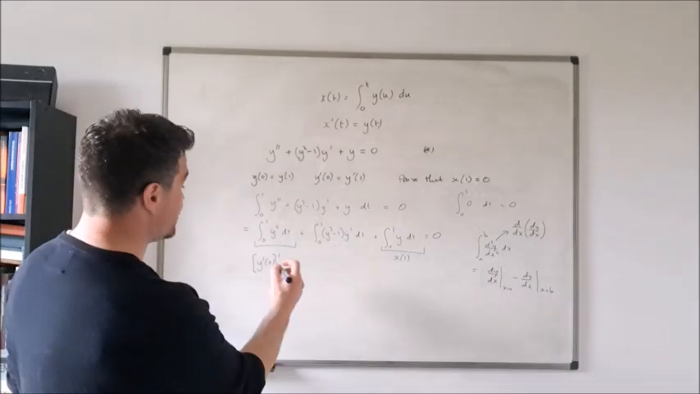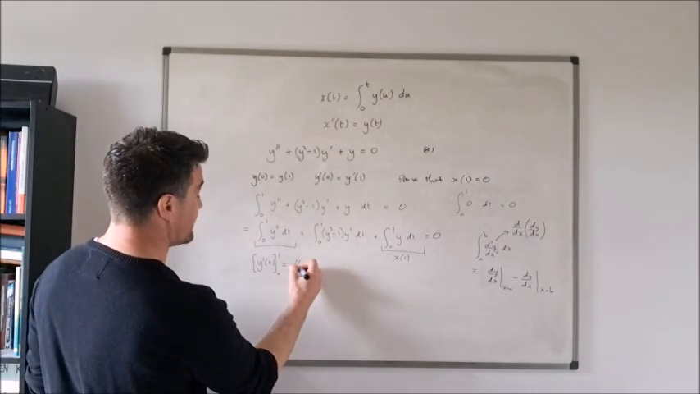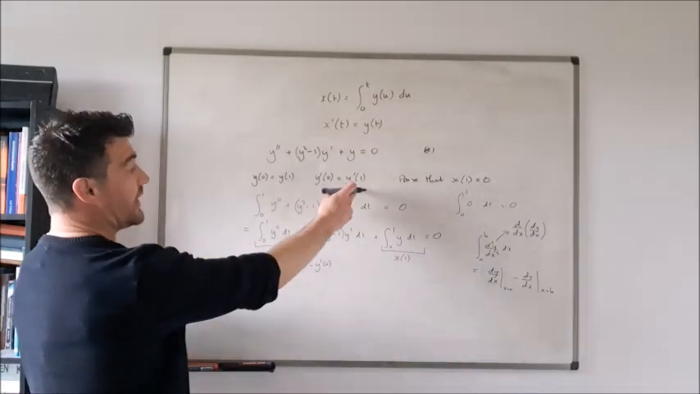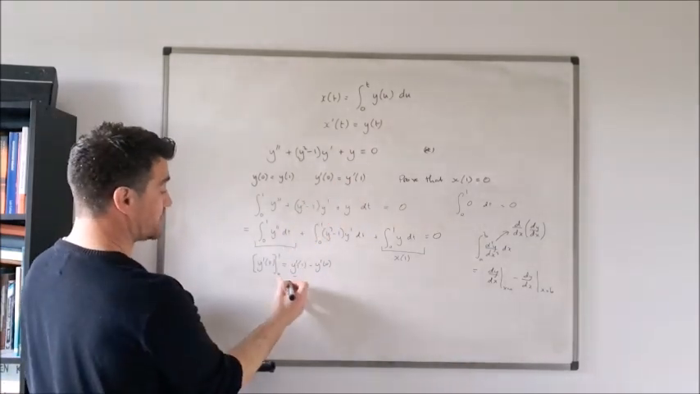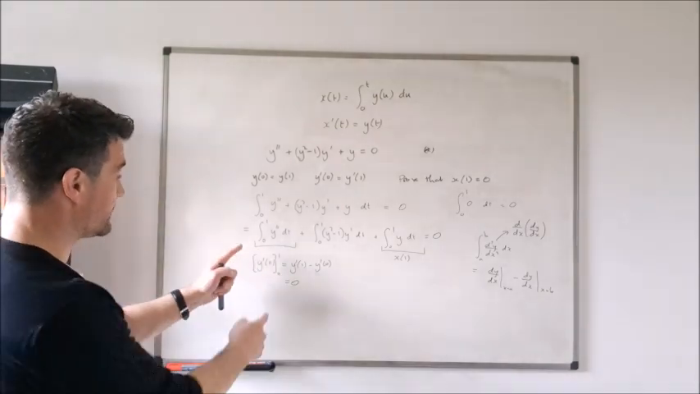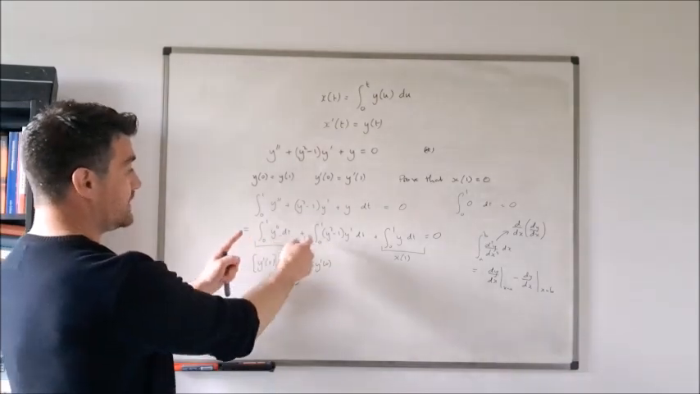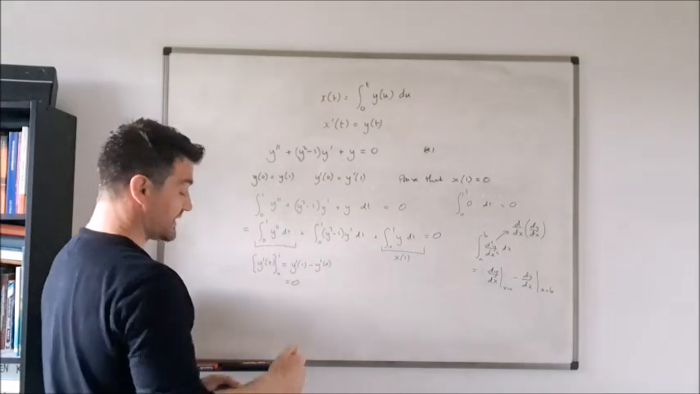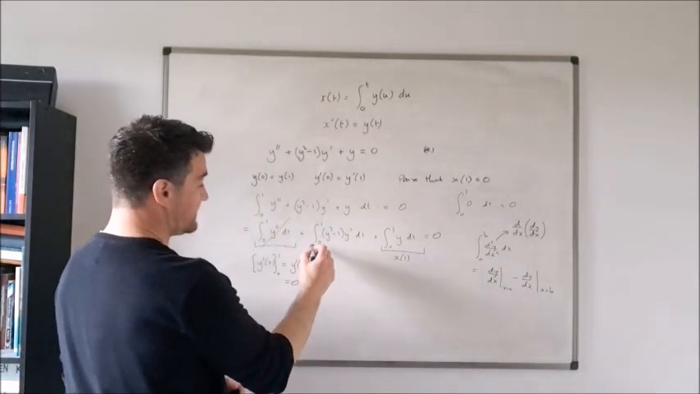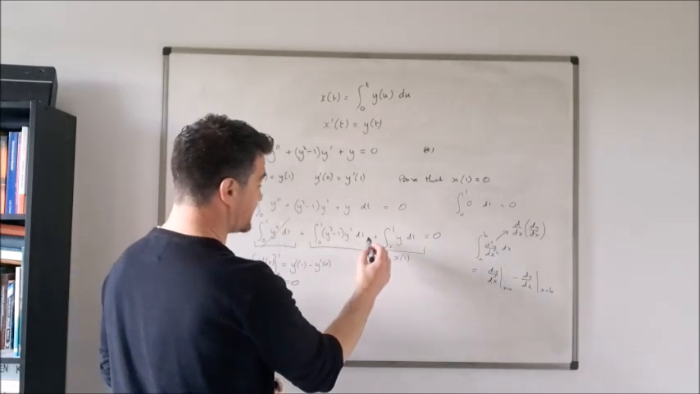Okay, so this is just going to be equal to y primed of 1 minus y primed of 0. But we're told that y primed of 1 is equal to y primed of 0, so therefore this is going to be equal to 0. So in other words, this part of the integral is going to be equal to 0, so we can cross that out. All we're interested in then is this part of the integral.